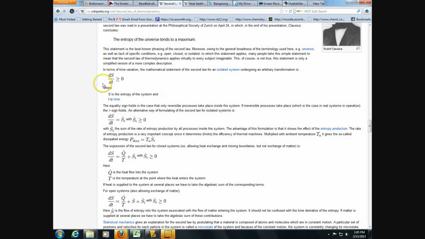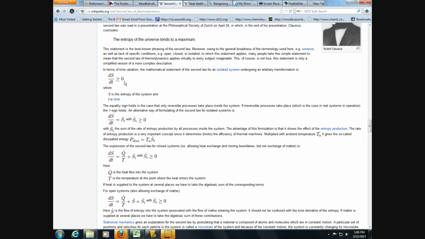So this is how it's formulated here. The little d's are incremental changes; you can think of them as a little delta. So for any small change in entropy per small change in time, we've got a change in entropy of greater than or equal to 0 for the universe as a whole. The implication is that the entropy of the universe is always increasing and will continue to increase until it reaches some maximum, presumably.